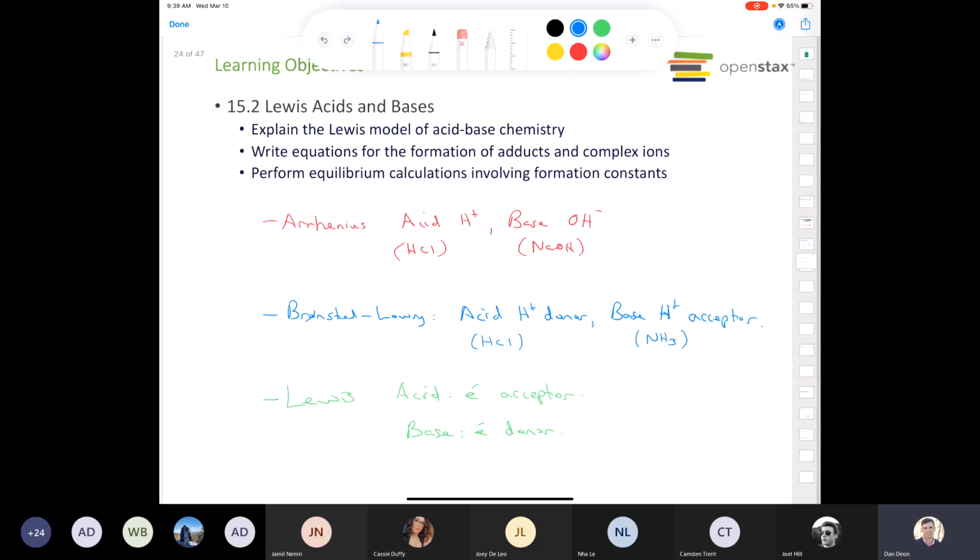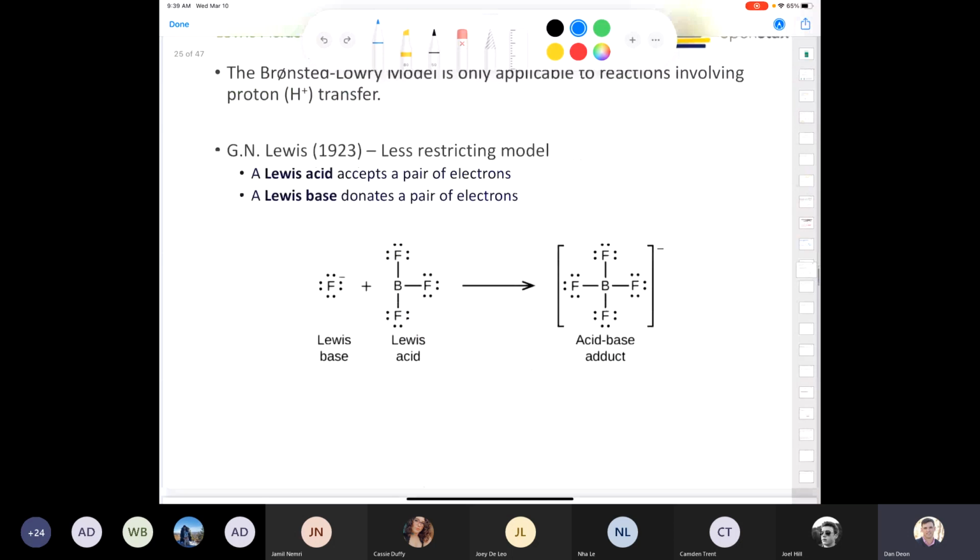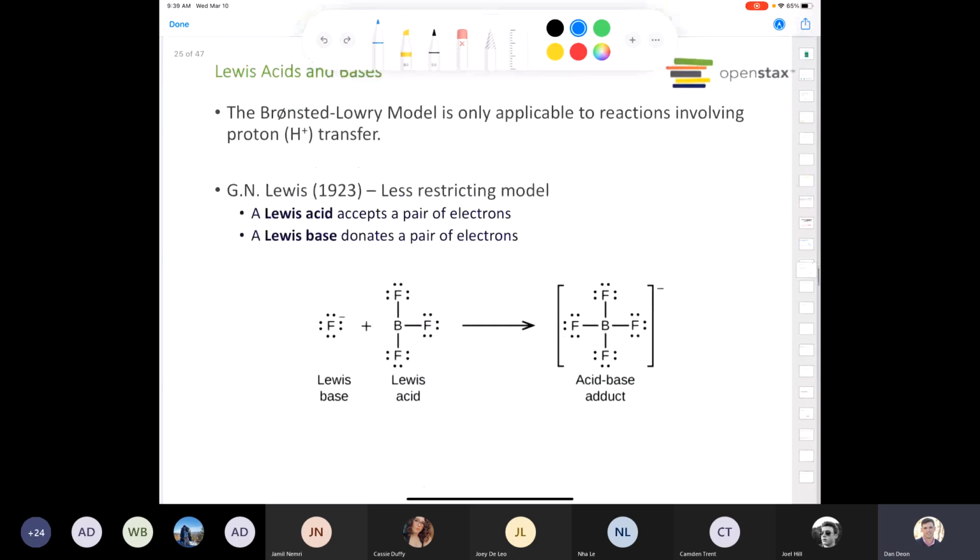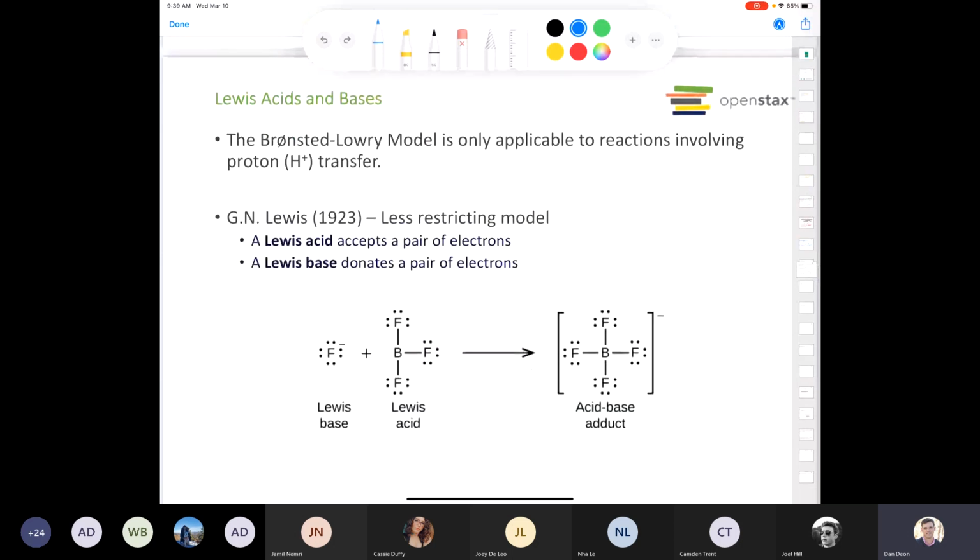Okay, so we're going to talk about Lewis acids and bases even more in this section. And you can see how, again, the Bronsted-Lowry model only works when we have a proton transfer. And so the Lewis model is less restricting, right? I just told you that the Bronsted-Lowry acid-base reaction is just a subcategory of Lewis acid-base reactions where a proton is a Lewis acid because it accepts electrons. And we'll look at an example of that, and I'm sure you could all come up with 10 examples of your own.